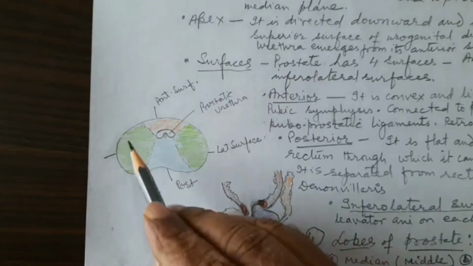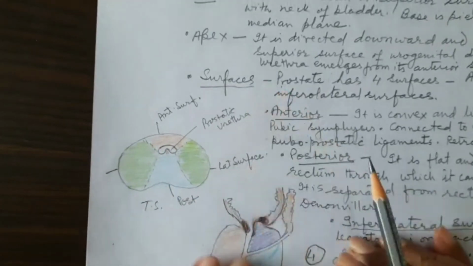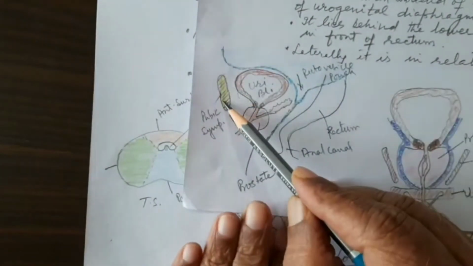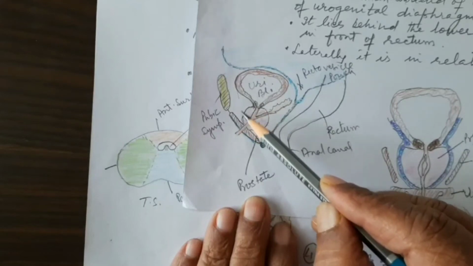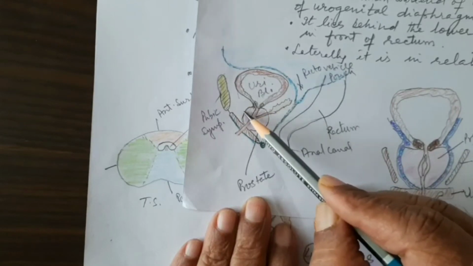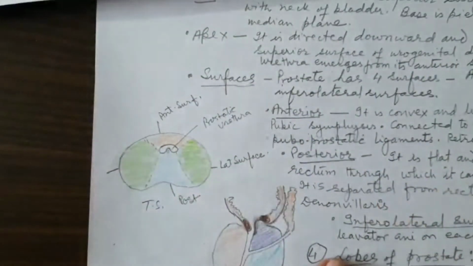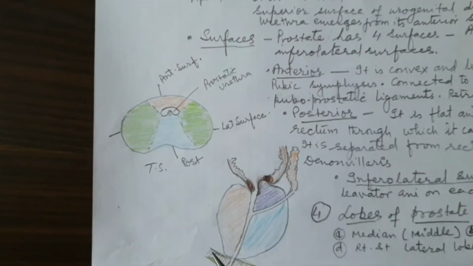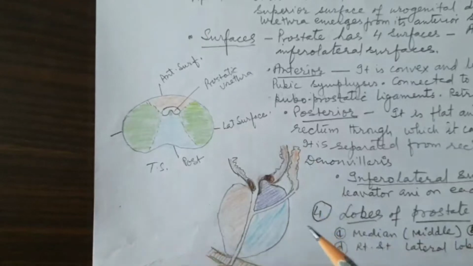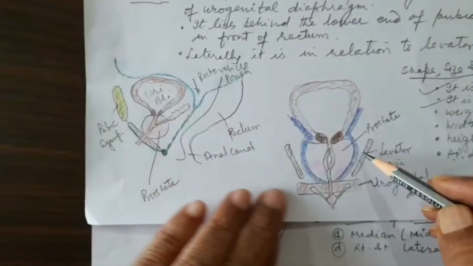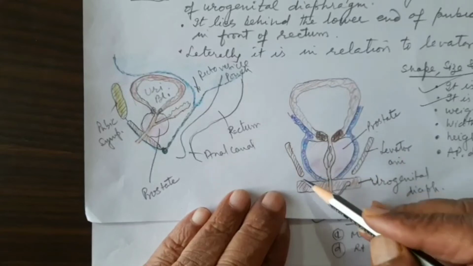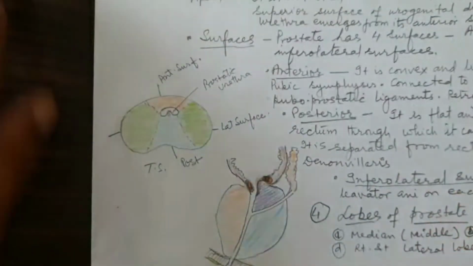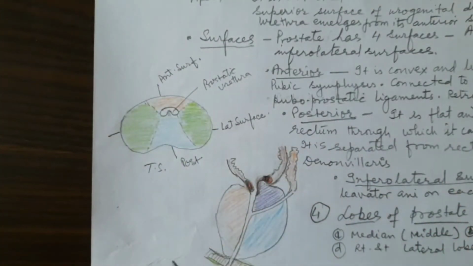Now the anterior surface is convex, and it lies about 2 centimeter behind the pubic symphysis. See here, this was the pubic symphysis, and this is your anterior surface, and it lies about 2 centimeter behind the pubic symphysis. The right and left infralateral surfaces lie in relation to the levator ani. They are in contact with the levator ani.